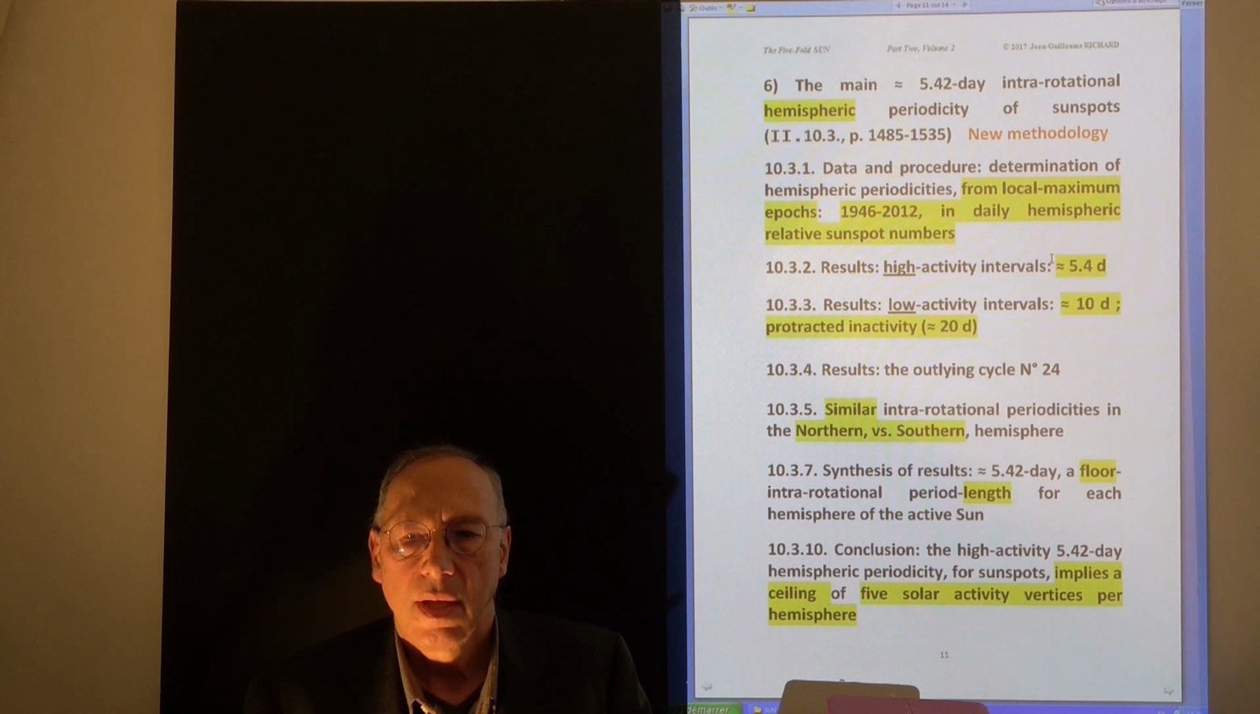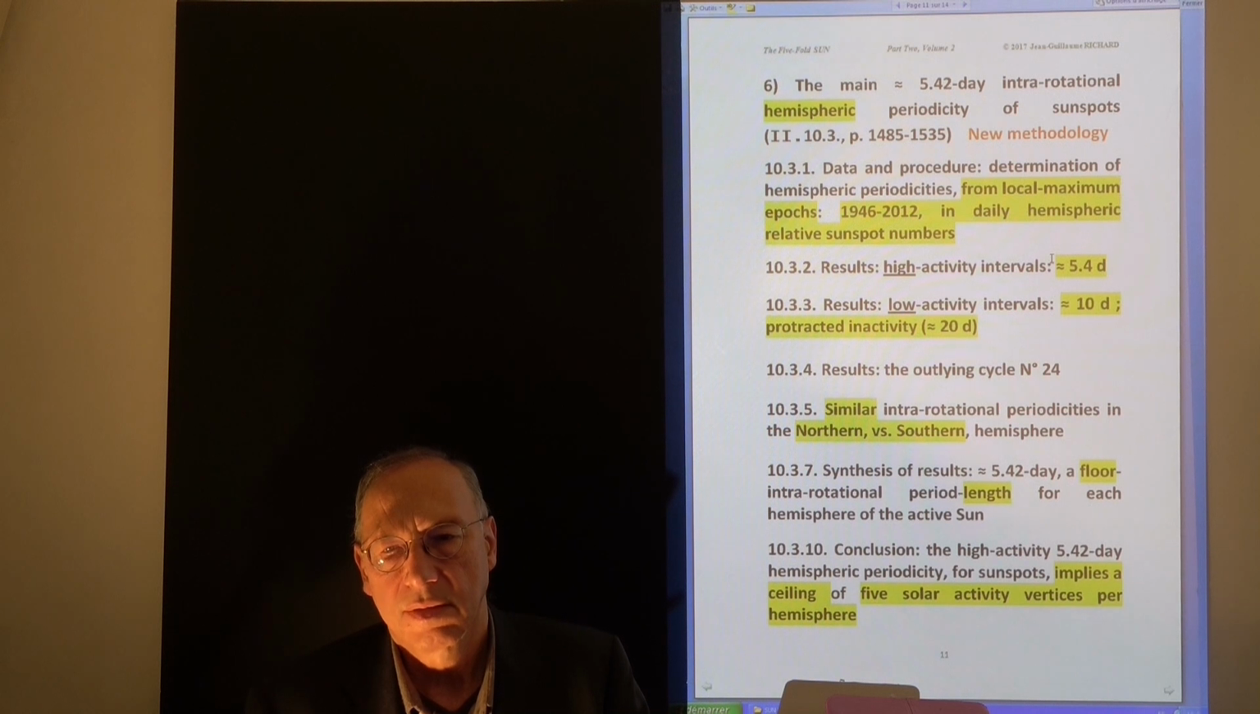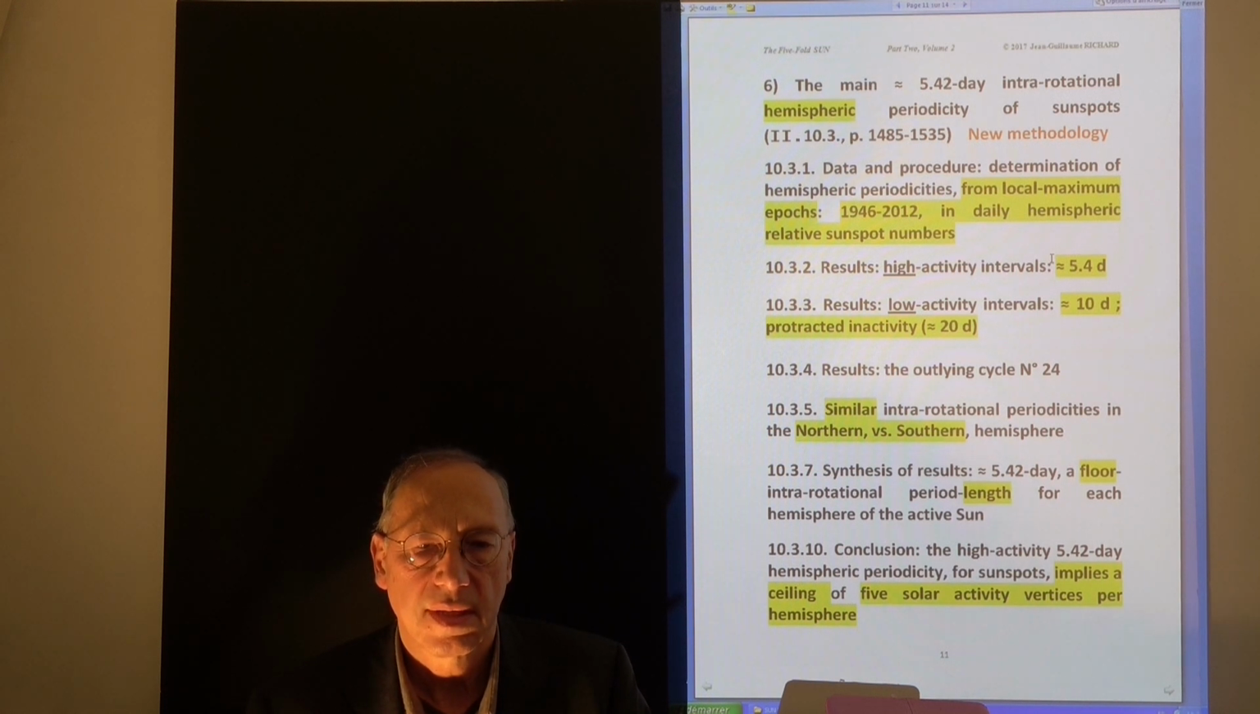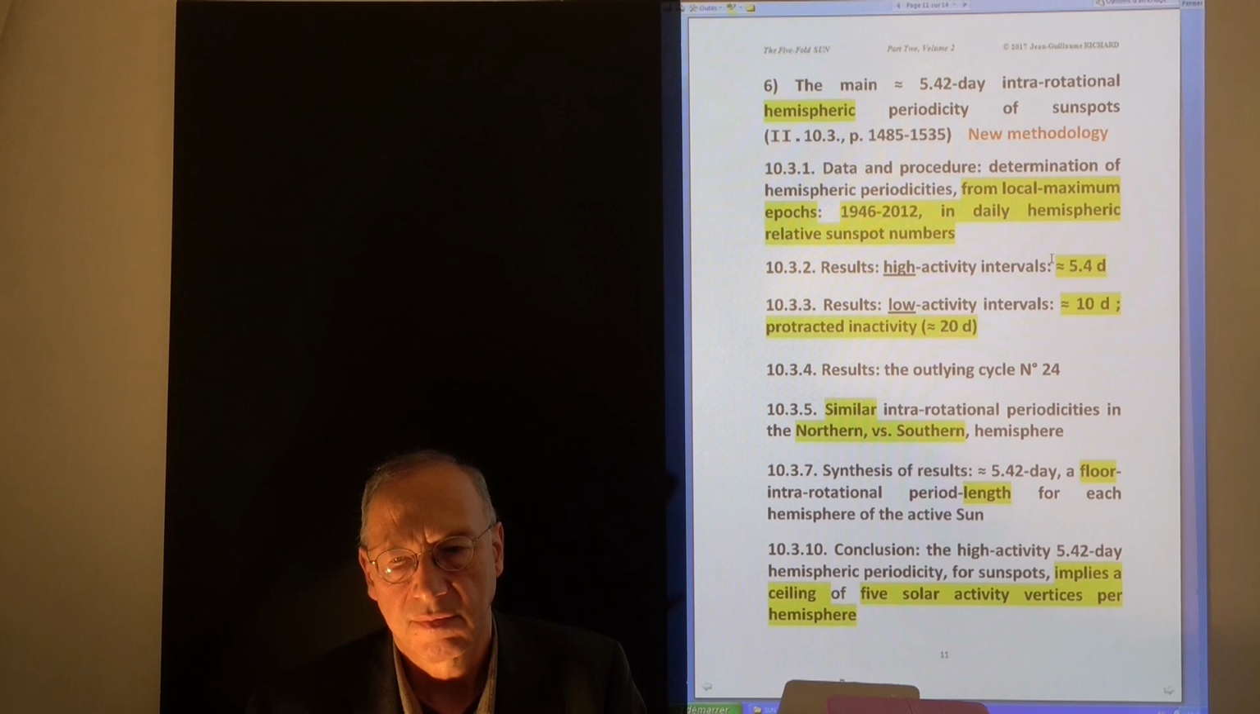So it seems that there is a floor for an intra-rotation period in the local maxima of the daily hemispheric sunspot number series. And this floor would be about 5.4 days, which is a fifth of the solar rotation. This implies a ceiling of 5 solar activity vertices per hemisphere.